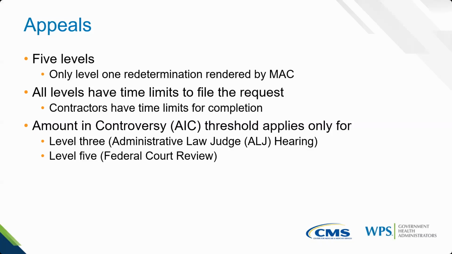I mentioned to you the first level of appeal is the redetermination. Timeframes apply. There is also a minimum amount in controversy. Sometimes you'll see the acronym AIC used, which stands for amount in controversy. And there's a minimum amount that applies only to levels 3 and 5, those appeal levels, but you can combine like denials or similar denials on more than one claim in order to reach that amount in controversy.